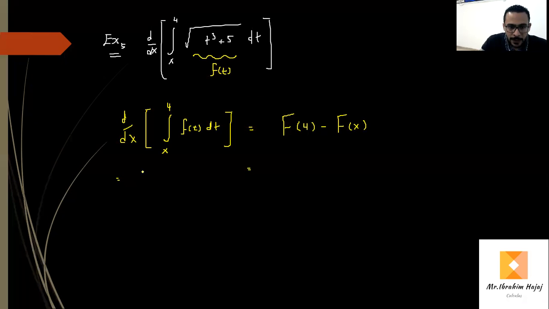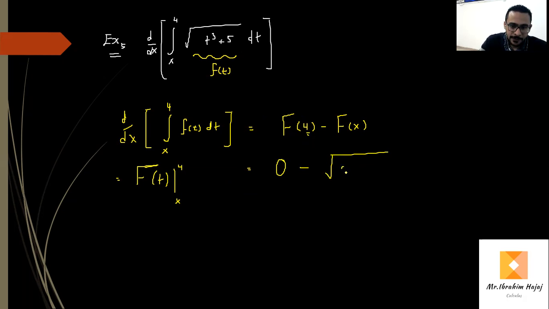Firstly, this whole thing is F of t from x to 4. I'm showing you that even if you flip, you will get the negative anyway. So it's going to be F of 4, which is 4 cubed plus 5. Substitute for x. This whole thing will be 0, and then minus.